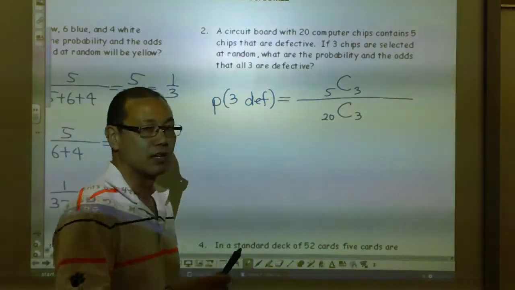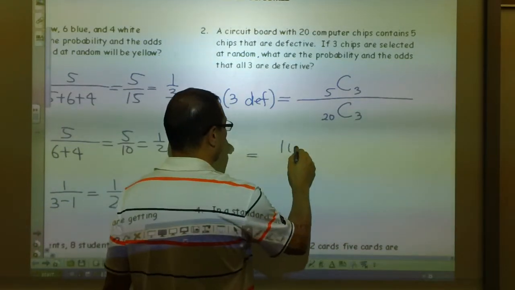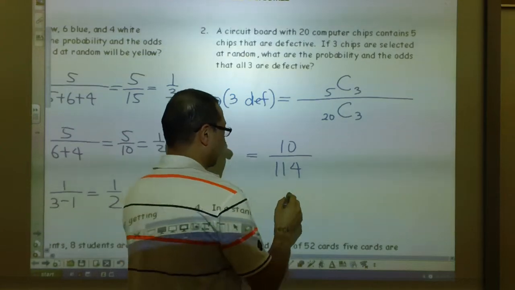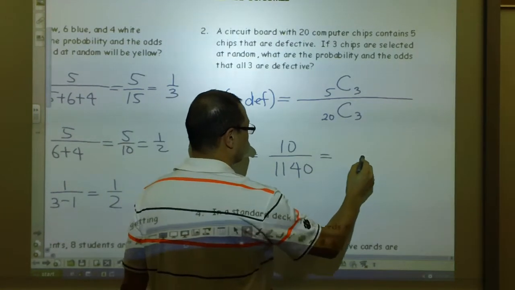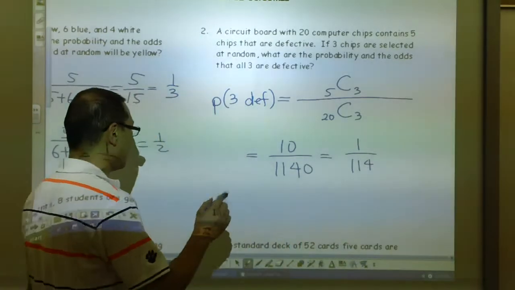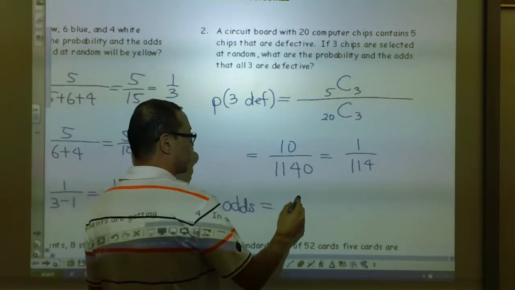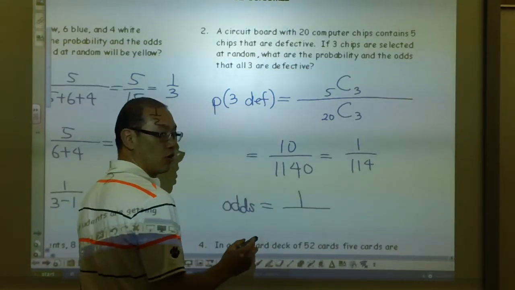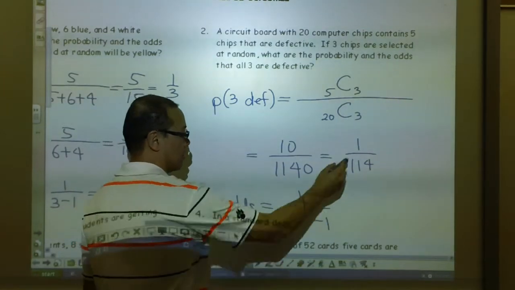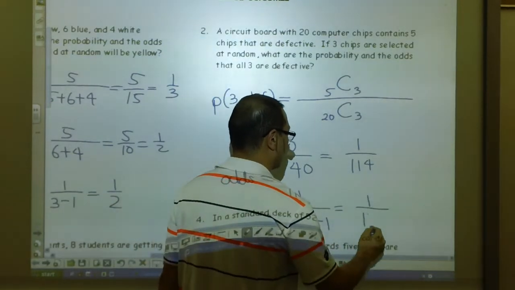Okay, if you do that on the calculator, you should get 10 out of 114. Oopsie daisy. Out of 1,140, which reduces to 1 out of 114. The odds would then be the stuff that you want out of the stuff that you don't want, which is all the stuff minus 1, which would be 1 over 113.